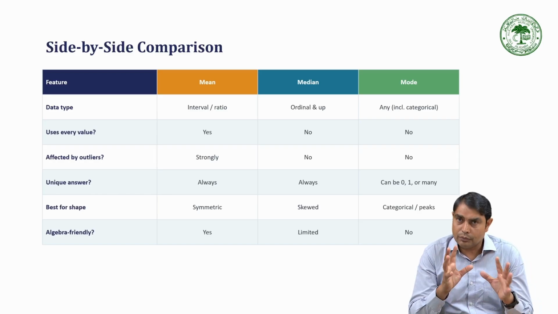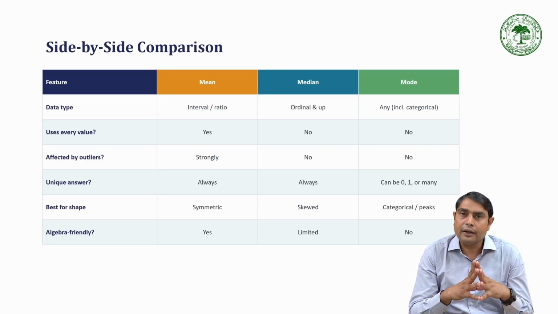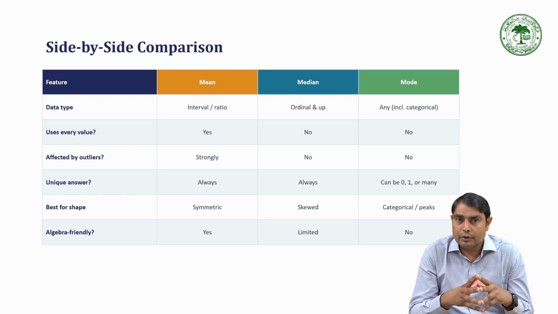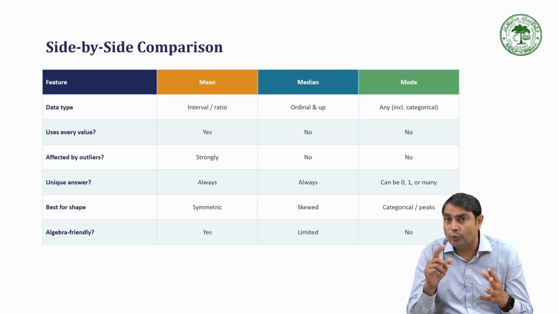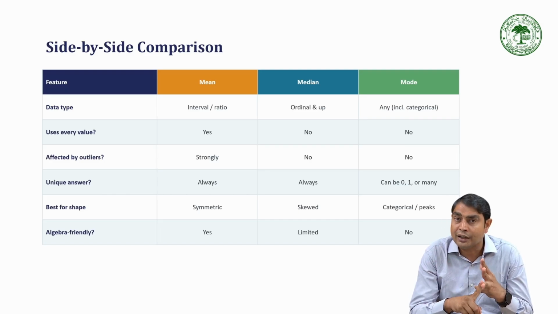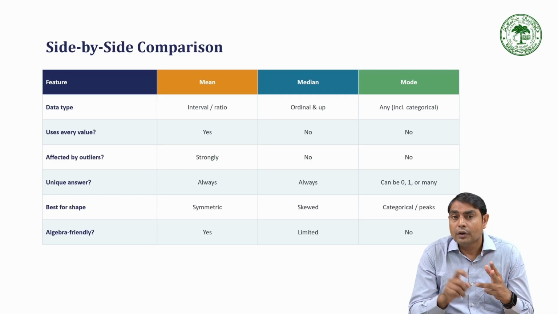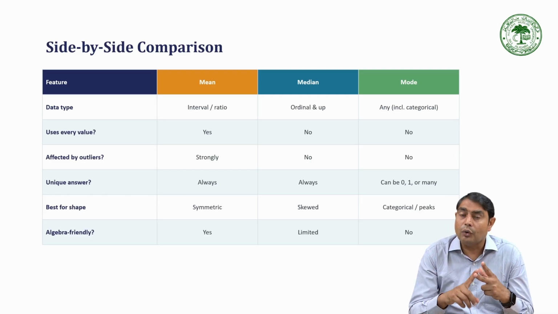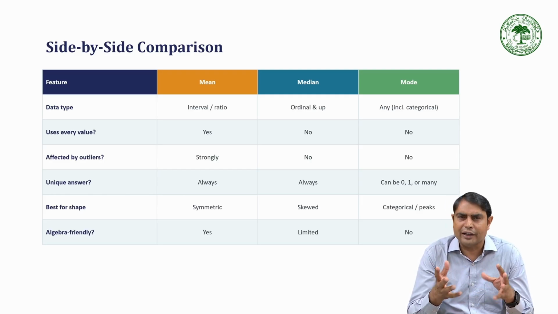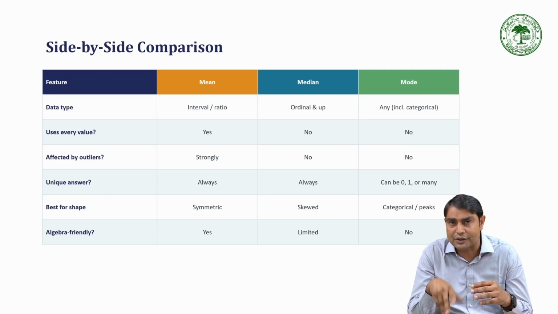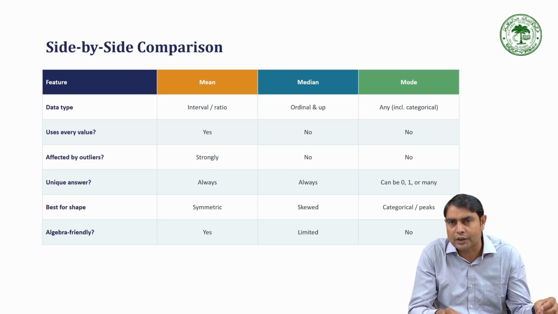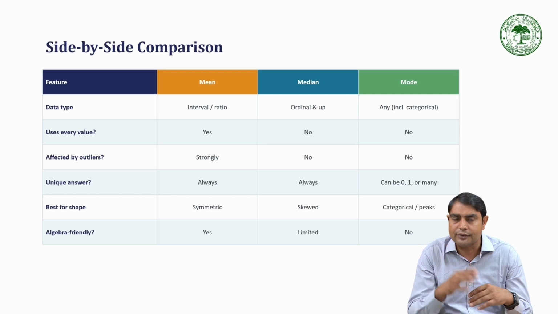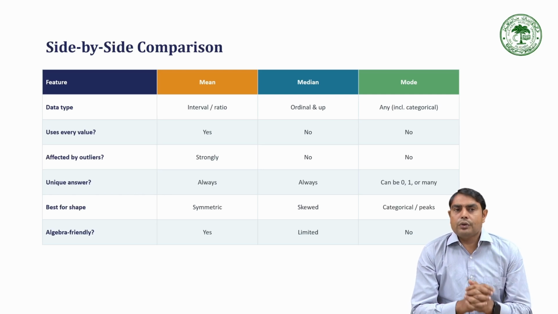So if we compare them on one slide, coming to the data type. Mean is good if you are dealing with interval data or ratio data. Median is good when you are dealing with ordinal data or categorical data. Mode is good for any data. Mode is okay because mode has to deal with the frequency. It has nothing to do with what is there on the x-axis, whether it's categorical or continuous. It is dealing with the highest frequency only.